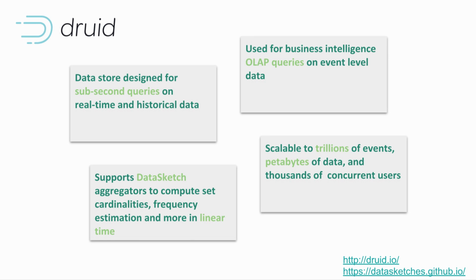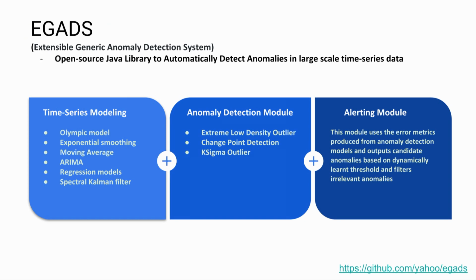Next, let's see EGADS. Getting 100% accuracy in anomaly detection is a hard problem. Sometimes you get a lot of false positives. So here we use EGADS, that is Extensible Generic Anomaly Detection System, to get a more optimized, accurate result, with very few false positives in anomaly detection.